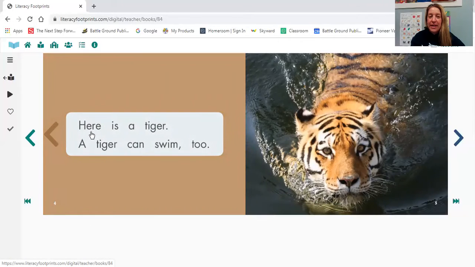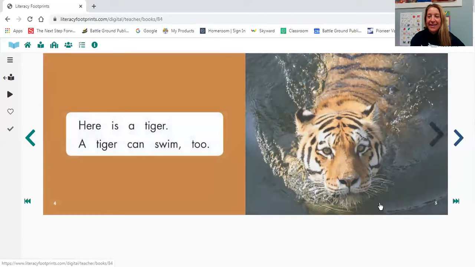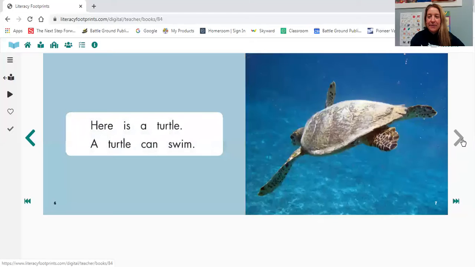Finger under the word here, and let's read. Here is a tiger. A tiger can swim too. That was kind of surprising to me. Let's turn the page. That looks like some beautiful water to be swimming in. Let's put our finger under the word here. Here is a turtle. A turtle can swim.